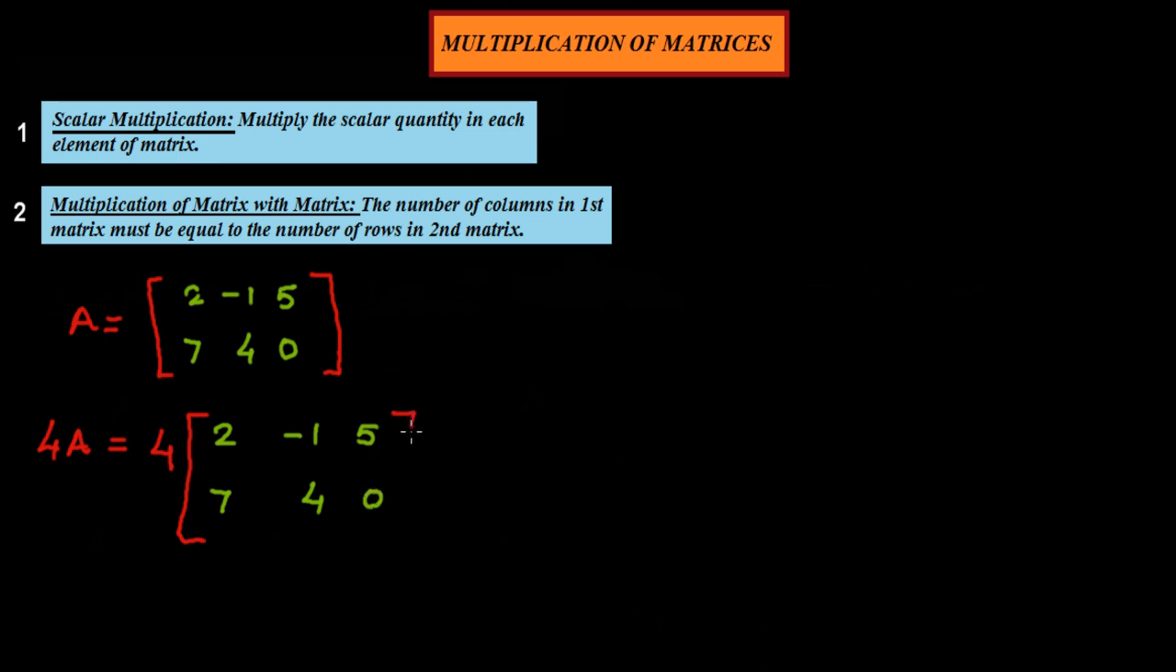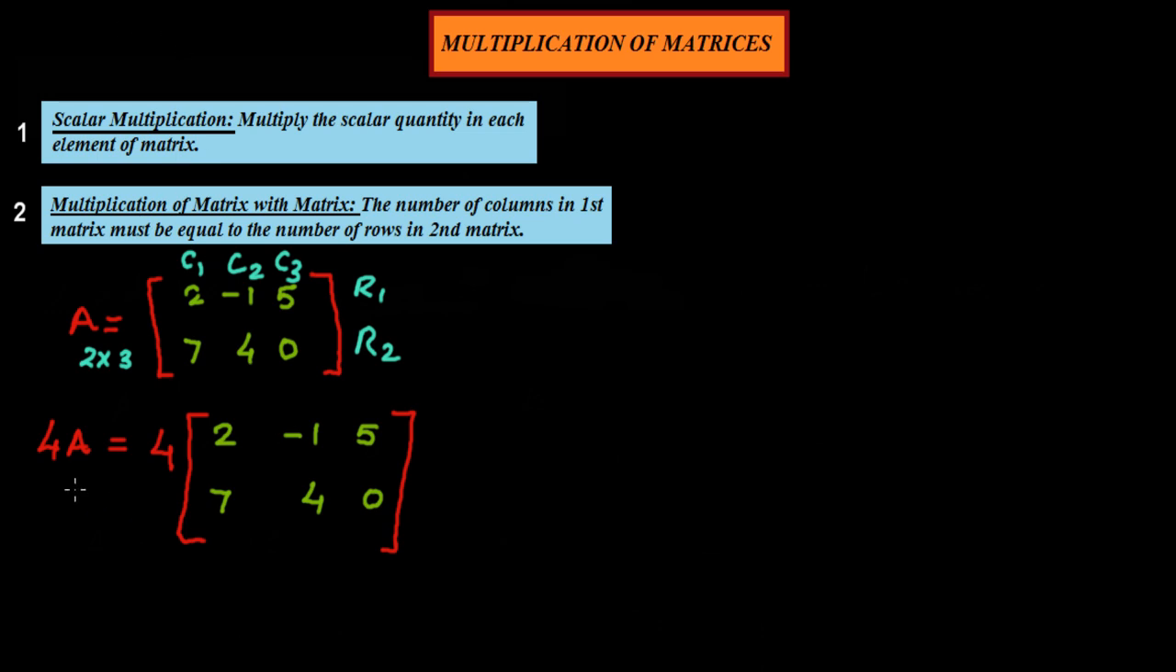Here, first I would like to explain that matrix A is of order 2 by 3. There are 2 rows, row 1 and row 2, and there are 3 columns, C1, C2, C3. So we have 2 rows and 3 columns; it is a matrix of 2 by 3. We can do scalar multiplication with any order of matrix.